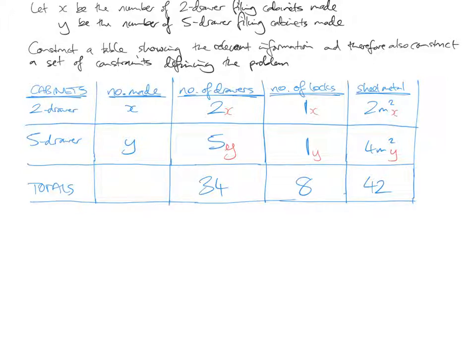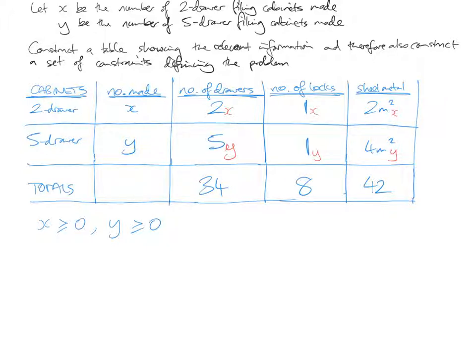So our constraints are going to be the number made, x, has to be greater than or equal to 0. We can make 0 2-drawer filing cabinets. We can't make -1 of them. Y is greater than or equal to 0. We can't make a negative number of 5-drawer cabinets. And then the actual variables constraints here.